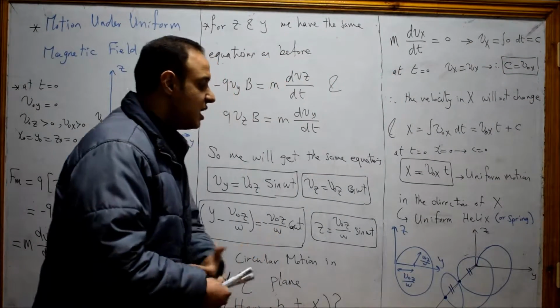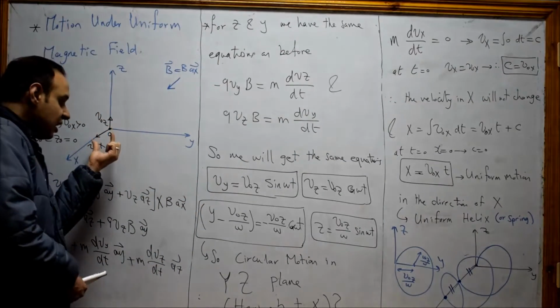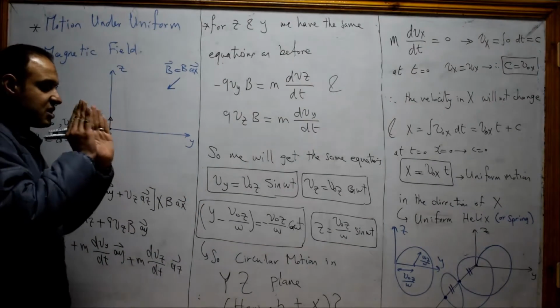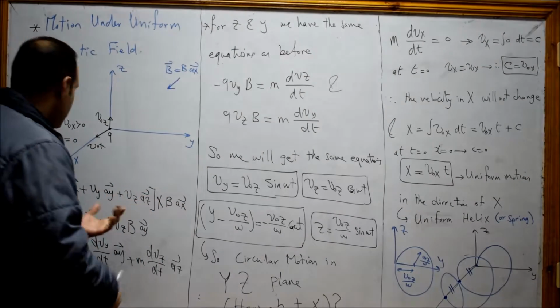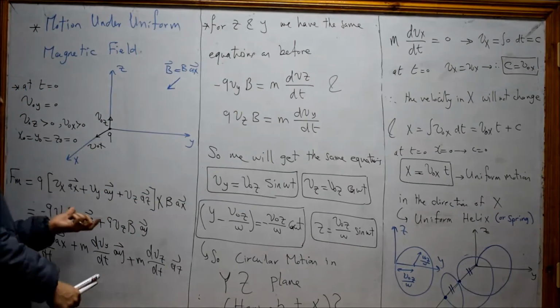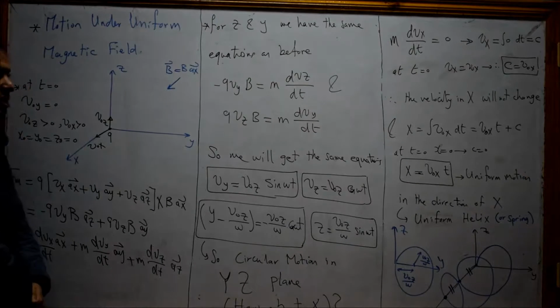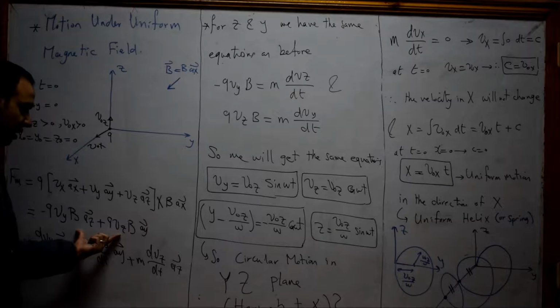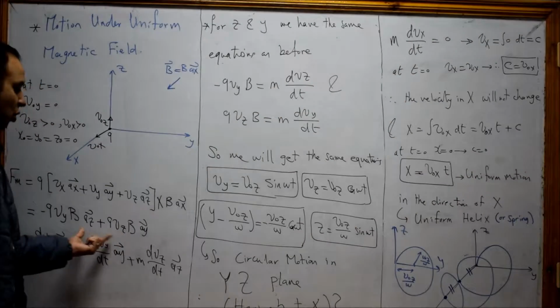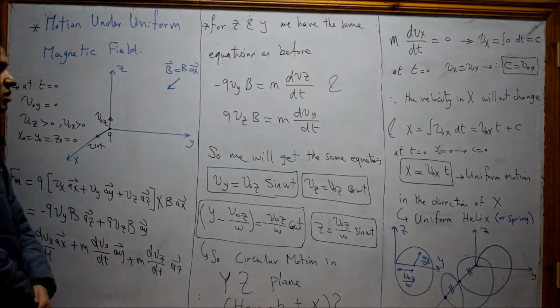What does this mean? This means that the particle will preserve its velocity in the direction of x, because simply, the magnetic force does not affect this velocity, because it has no component in the x direction, only in z and y direction.